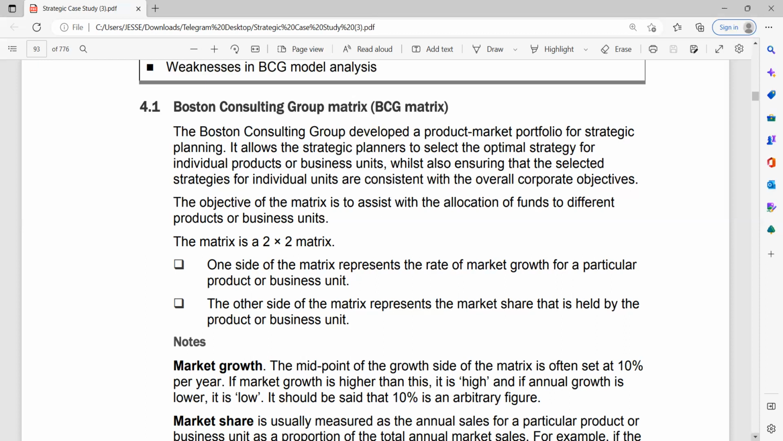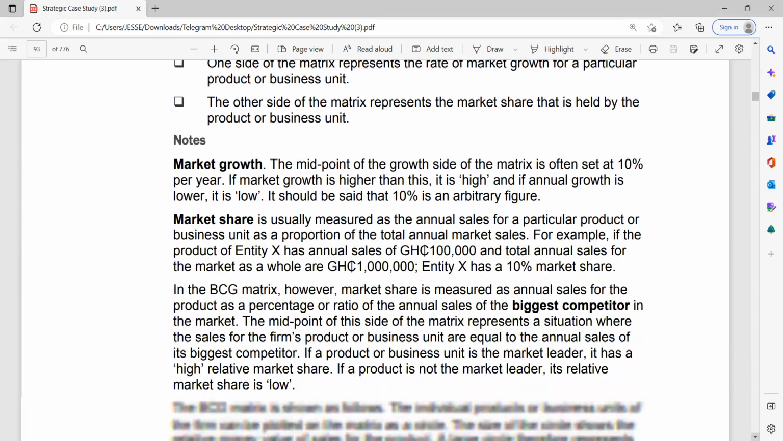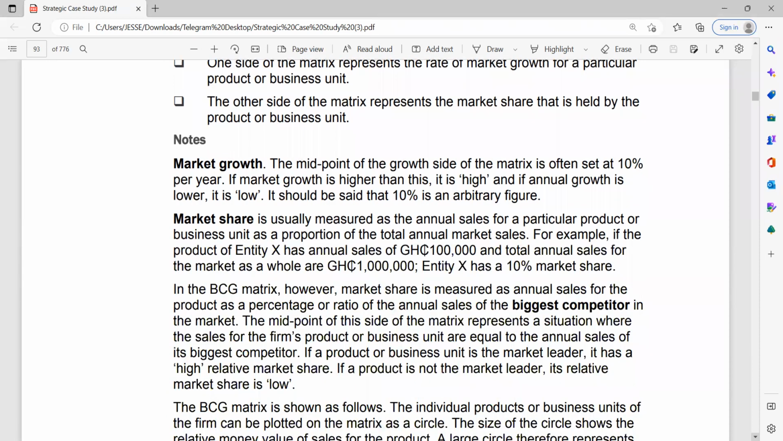Right. So the whole idea of the BCG matrix is to select the best strategy for individual products when it comes to a particular market, not forgetting that it should be in line with the overall corporate objectives. Very, very important. Now, let's look at market growth.